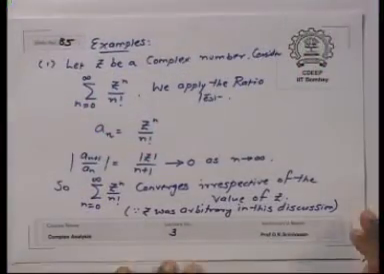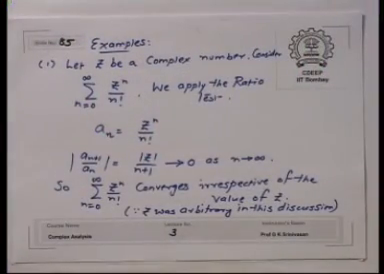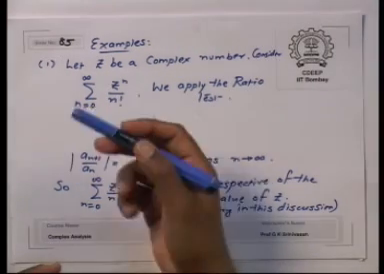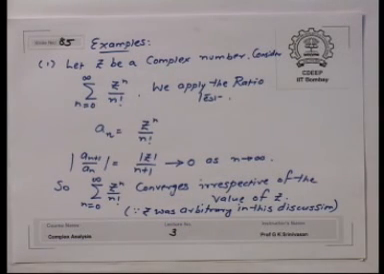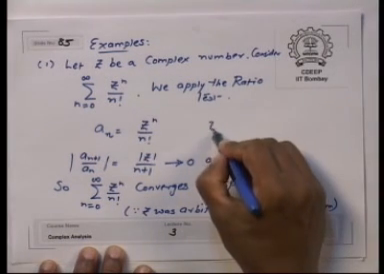Examples. Let z be an arbitrary complex number. Consider the series sigma n from 0 to infinity z to the power n upon n factorial. We apply the ratio test. What is a n? a n is z to the power n upon n factorial. If z is 0, the result is absolutely trivial. So, I may as well assume that z is not equal to 0.